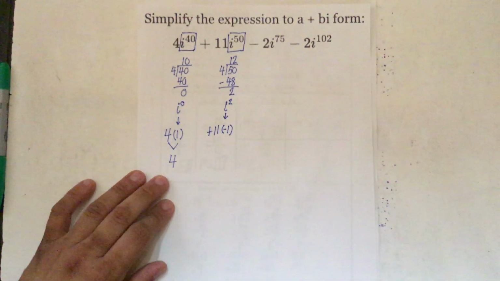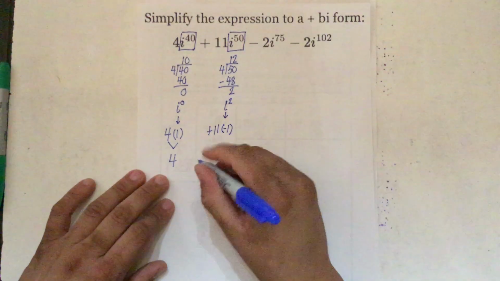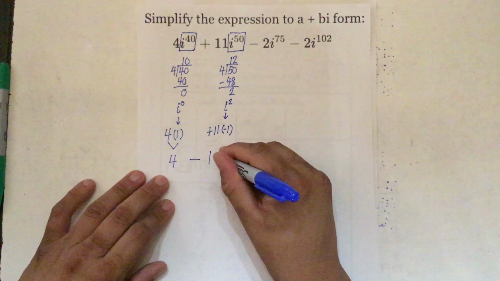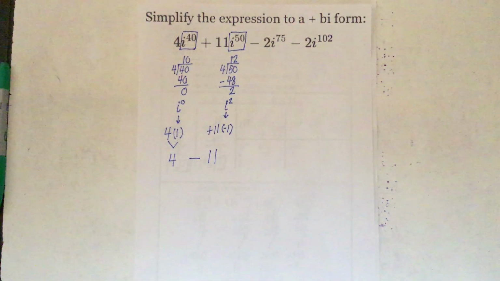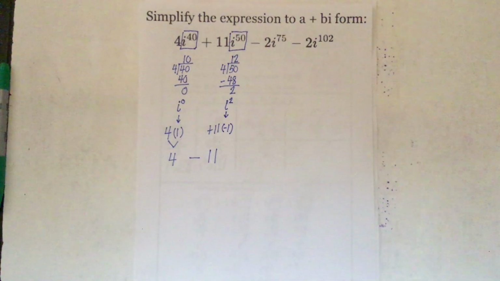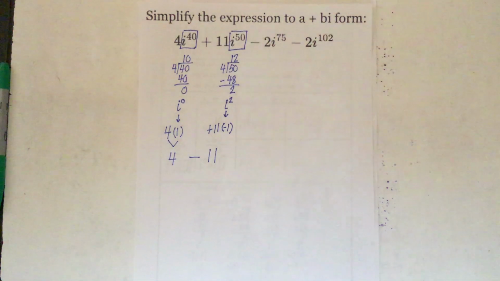So a positive times a negative is a negative. 11 times 1 is 11. Okay? Make sure that's lined up there. Okay, good. We're doing good so far, right?